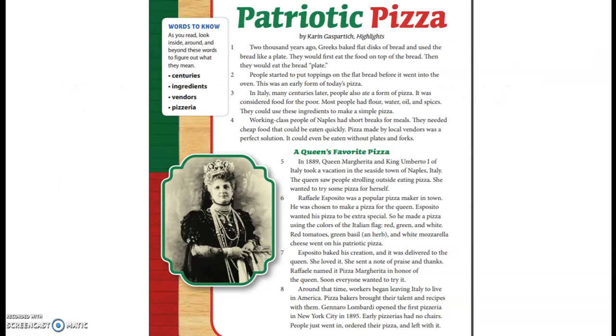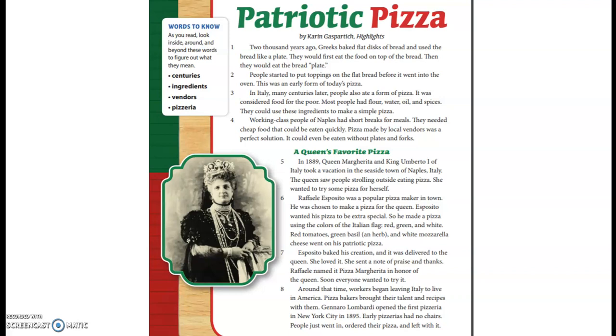Let's take a look back at our text from the i-Ready book, Patriotic Pizza. 2,000 years ago, Greeks baked flat discs of bread and used the bread like a plate. They would first eat the food on top of the bread. Then they would eat the bread plate. Boys and girls, you see that they would first do something and then do something. Those are both sequence words.